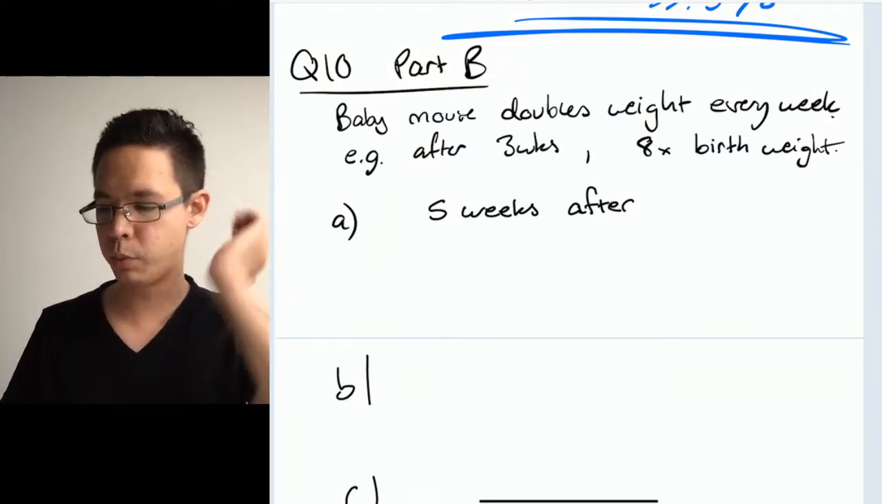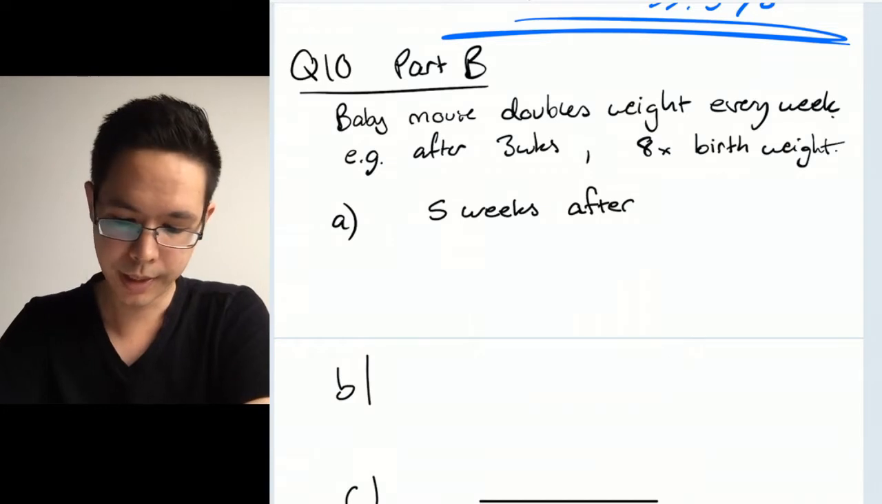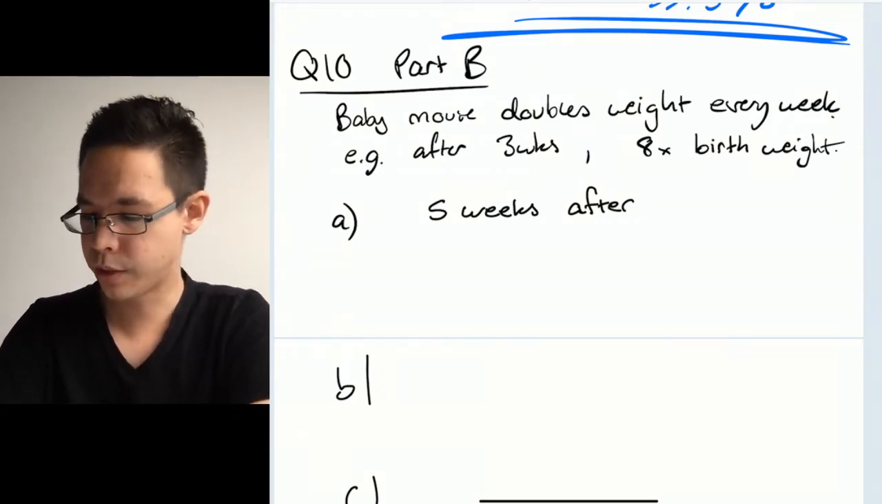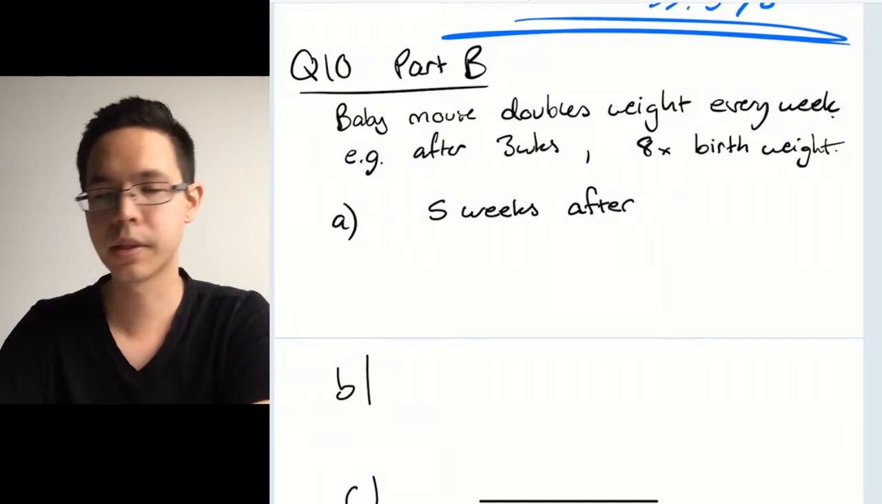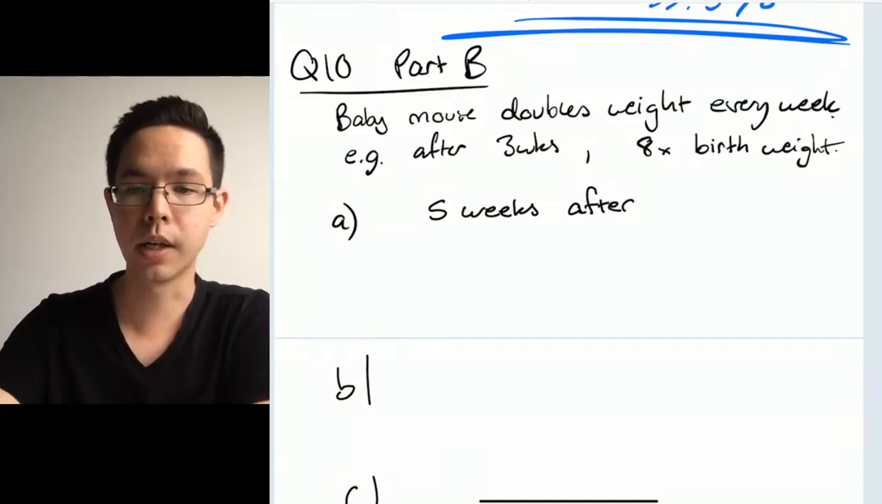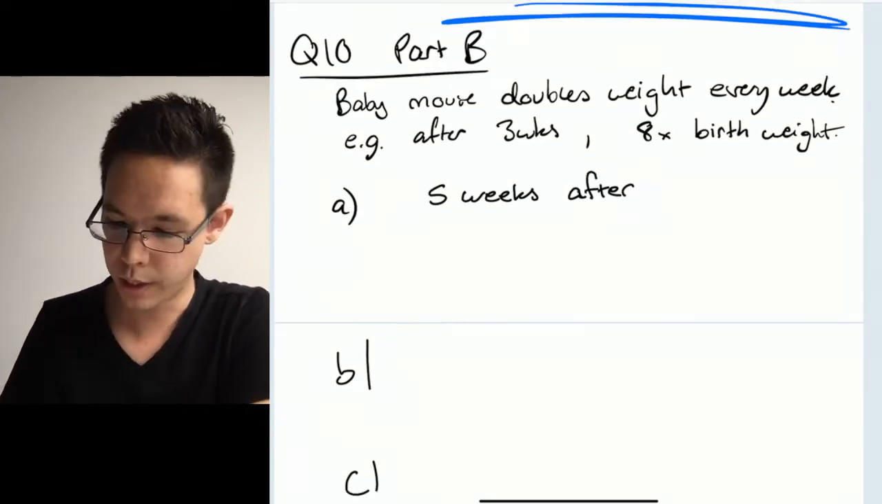The baby mouse doubles in weight every week from birth. For example, after 3 weeks, the baby mouse is 8 times its original birth weight. And the question asks us, question 10, determine how much bigger the baby mouse is after 5 weeks compared to its birth weight.